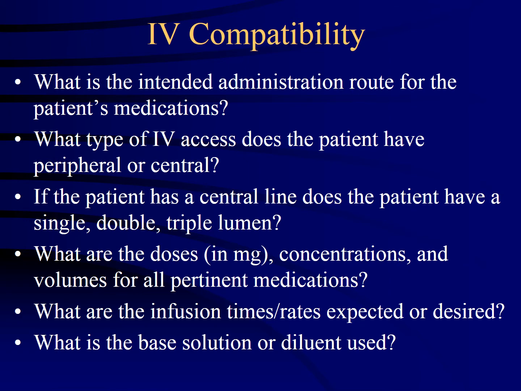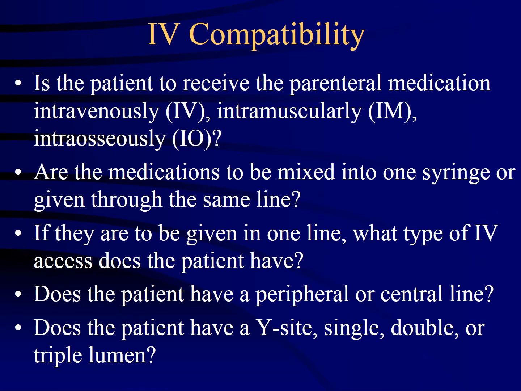You need to know the infusion times and rates expected or desired, and what is the base solution or diluent used, such as normal saline or D5 or D5NS or D5 quarter saline. Other questions to consider are, is the patient able to receive the medication through the IV route, IM route, or intraosseously? Are the medications to be mixed in one syringe or given in the same line? If they're to be given in one line, what type of IV access does the patient have? Does the patient have a peripheral or central line? And does the patient have a Y site, a single, double, or triple lumen?